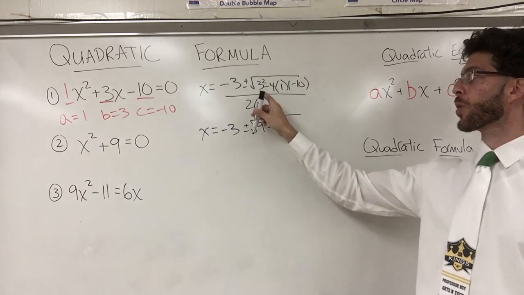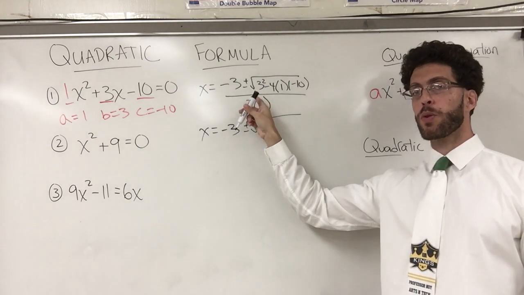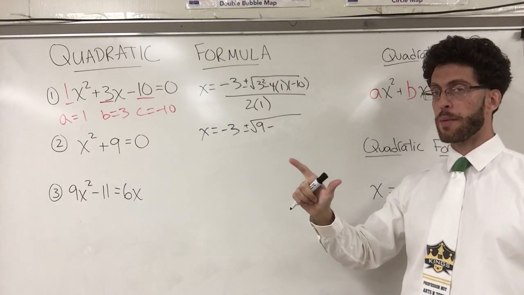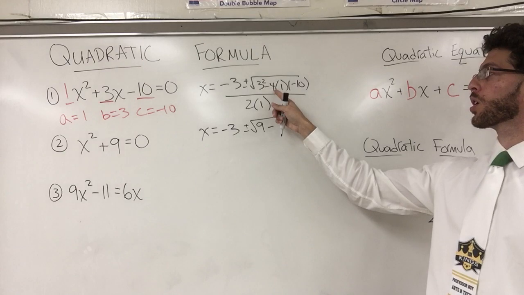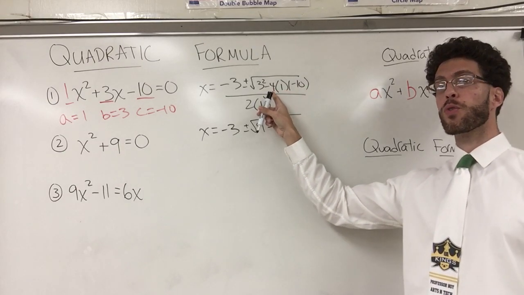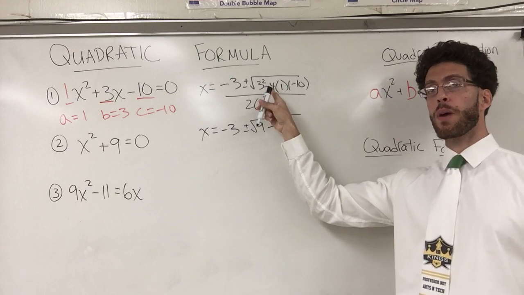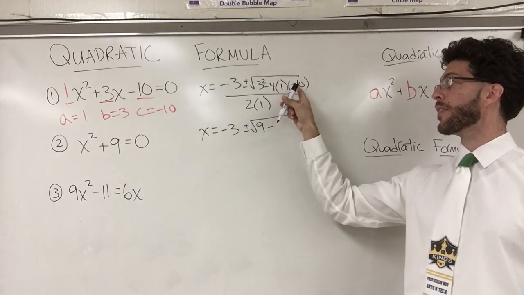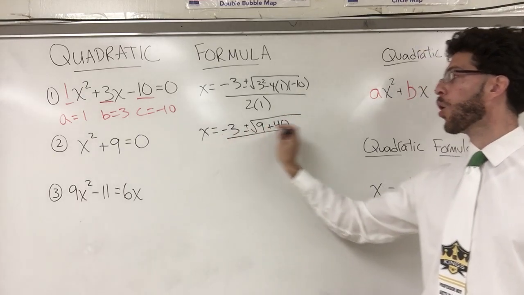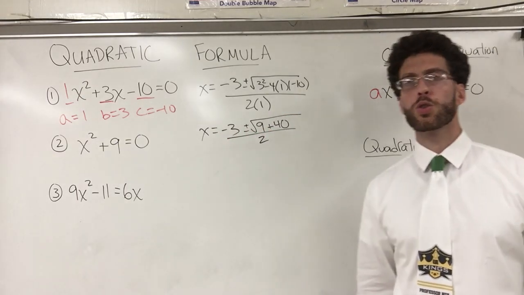9 minus. So I did the exponents from PEMDAS, and now it's okay to also do the multiplication, because I already did the exponents. Next is M for multiplication. So 4 times 1 is 4, times 10 is 40, but that was a negative 4. Pay attention, that sign is always a minus, or negative, which makes it negative 4, and negative 10 makes it plus 40. All over 2 times 1 is 2.